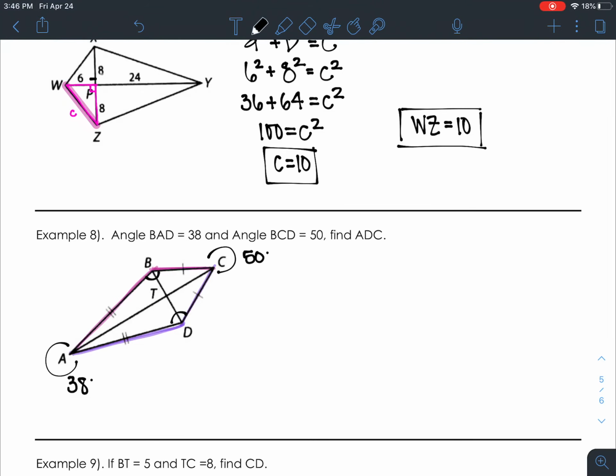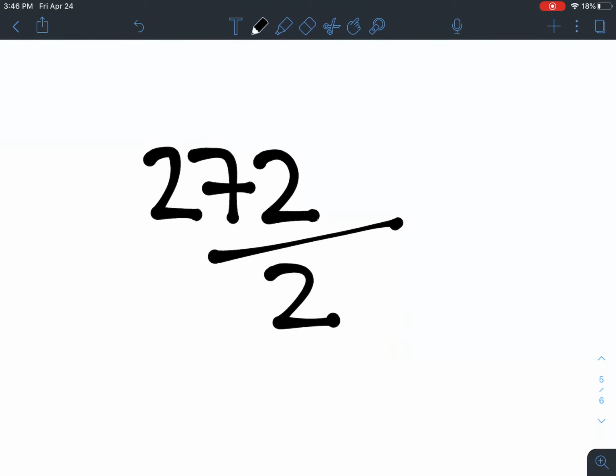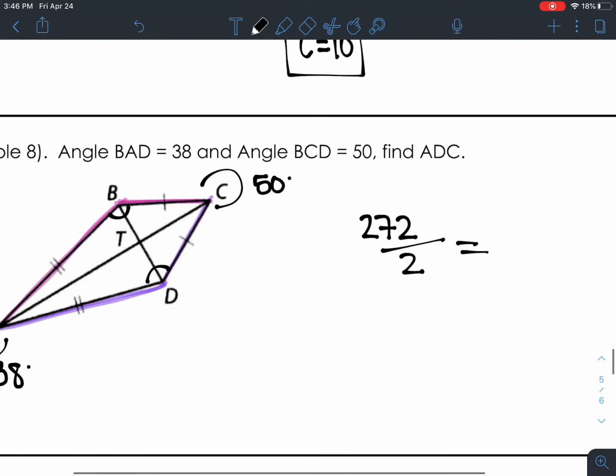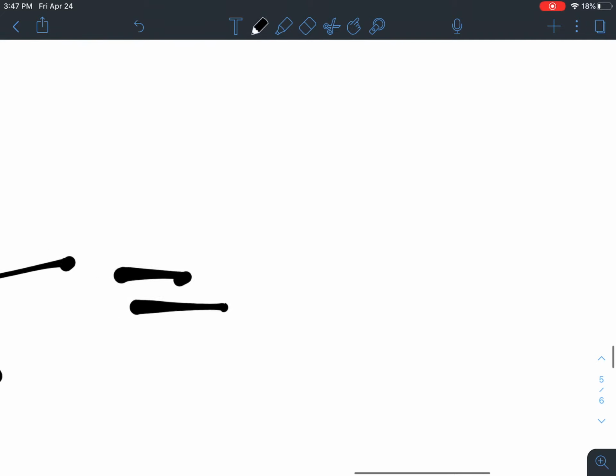So to find that, what we're going to do is take 360, subtract 38, and subtract 50, right? And then what we'd get is 272, but that 272 is spread across two angles, so we have to divide that by 2. And so that means that angle ADC is 136 degrees.